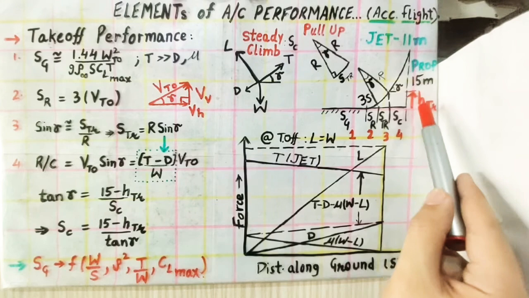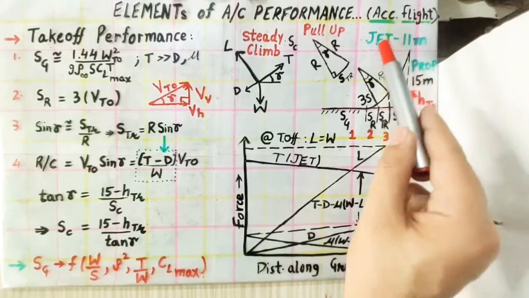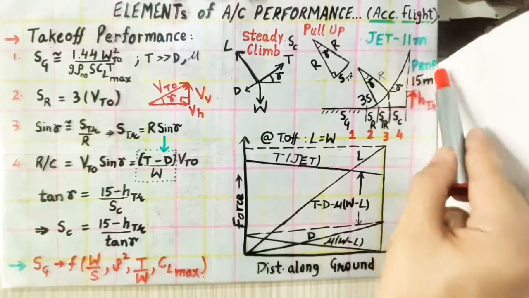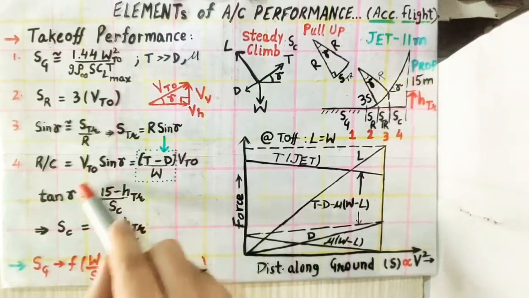It is the total height from the runway to the screening height. For a propeller plane, it is 15 meters, and if the question says it is a jet aircraft, then it will be replaced by 11 meters. So here we have done it for a propeller plane. That's why we have 15 over here.